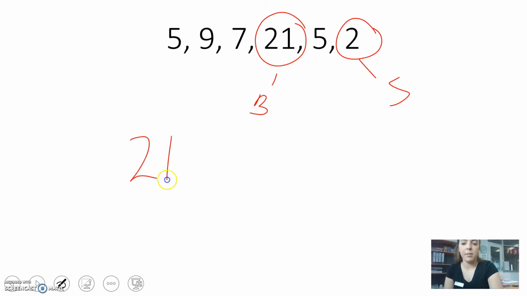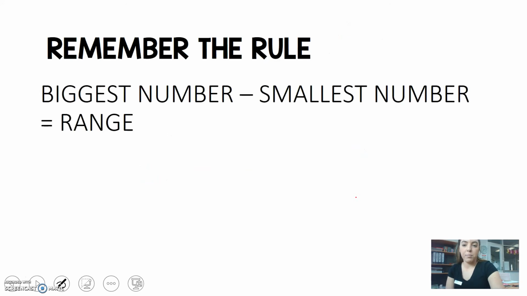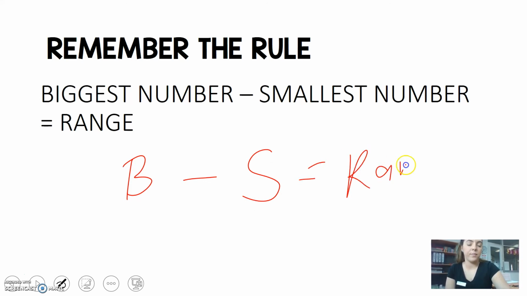So it's 21 as our biggest, take away our smallest, which is 2, so our answer is 19. Our range is 19 points. Remember the rules. Your biggest number minus or take away your smallest number equals your range. And it's as simple as that.